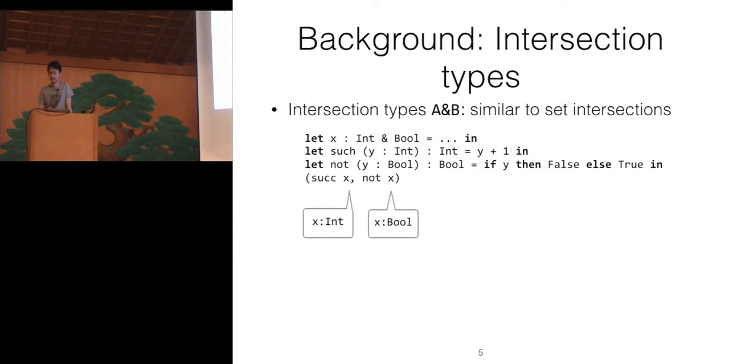So what is an intersection type? I think it's best to understand via examples. In this example, we have an x variable. It has type int intersect Boolean. And we also have the standard functions such as the successor function and the not function. The interesting part is in the last line. We create a pair that uses the x variable, but the type of x there is different. In the first component, since the successor function expects an integer, x will be an integer there, and it would be Boolean in the second part of the pair.